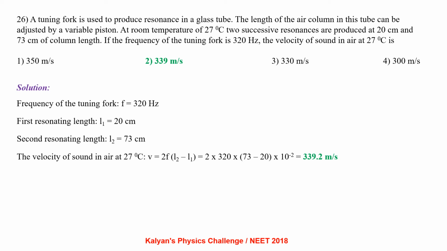Frequency is 320 Hz. The two resonating lengths are 20 and 73 centimeters. So the velocity of sound from resonating air column experiment v equal to 2f times (L2 minus L1). Put the values to get the velocity of sound as 339.2 meter per second.